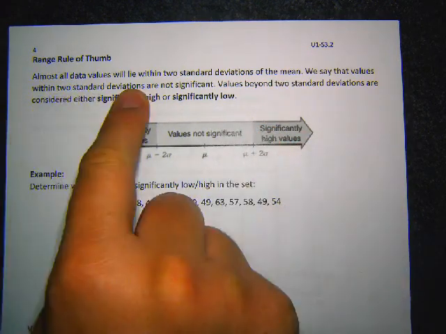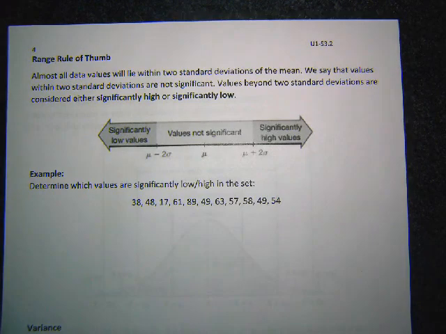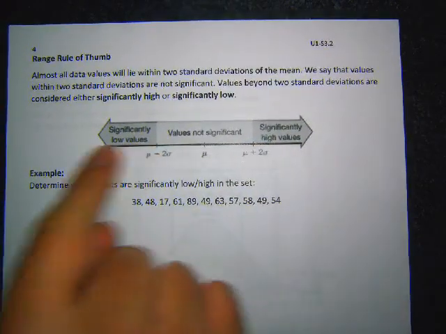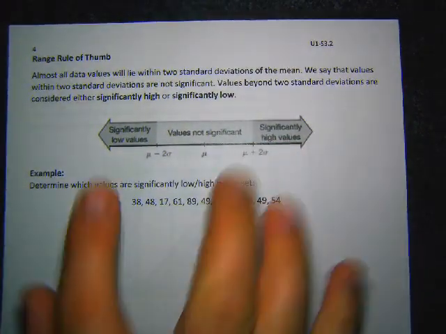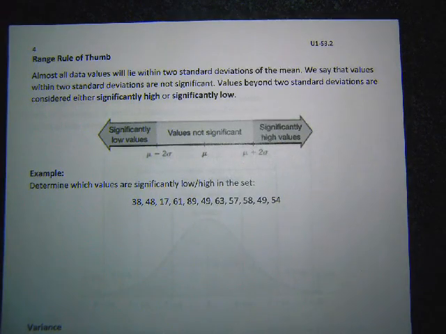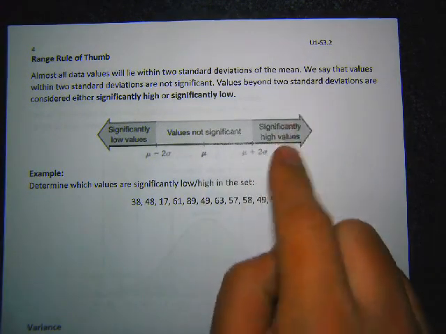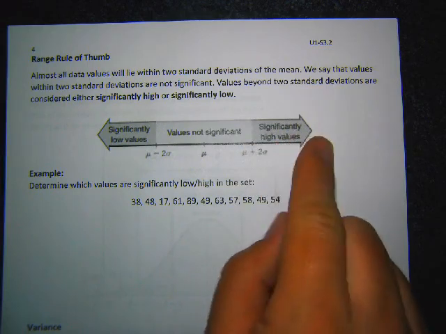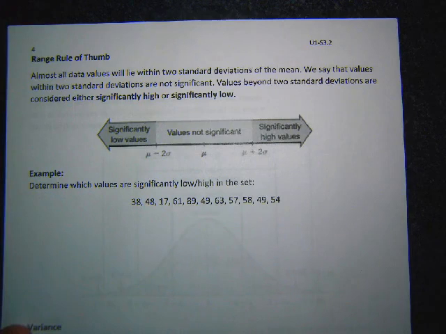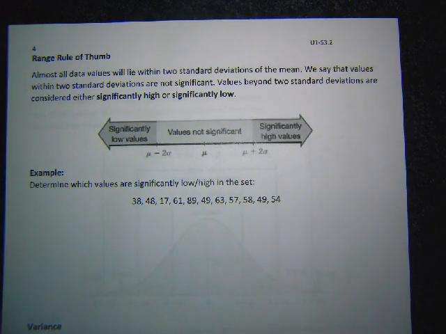So within 2 standard deviations is what we expect to have. Now, if you do find values beyond those 2 standard deviations, out on the ends, we're going to say that's so unusual, we're kind of surprised by that data. So we'll call it either significantly high, if it's more than 2 standard deviations above the mean, or significantly low, if it's 2 standard deviations below the mean. This stuff is kind of unexpected. We don't expect many values to be out in that range.